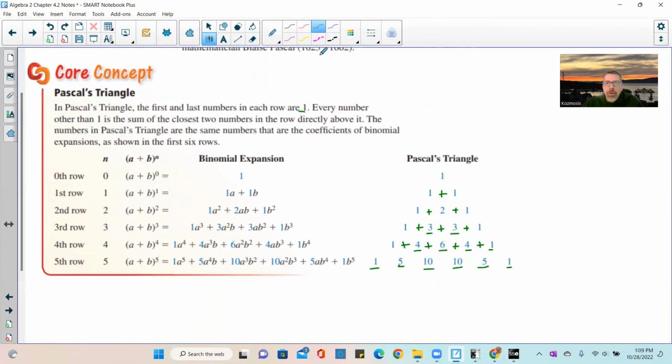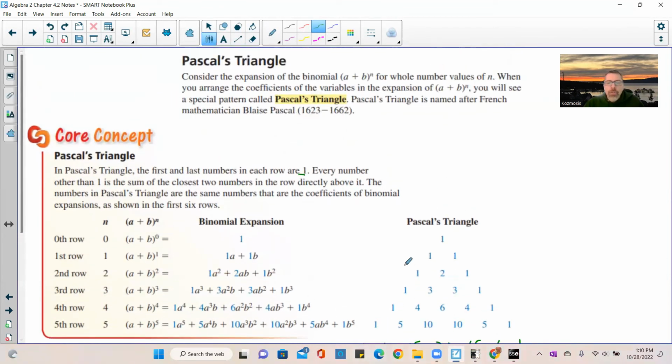So I'm going to do one more row here to explain this. I start the row with a 1. 1 plus 5, 6. 5 plus 10, 15. 10 plus 10, 20. 10 plus 5, 15. 5 plus 1, 6. End the row with a 1. So we can keep doing this to infinity. And that is going to determine the binomial expansion of a quantity a plus b to a certain power. So each row represents the power of the row.